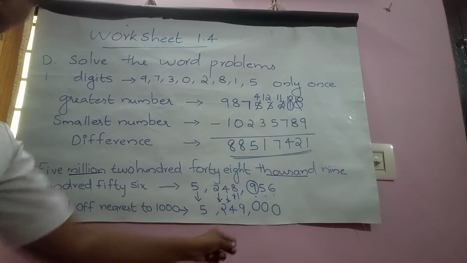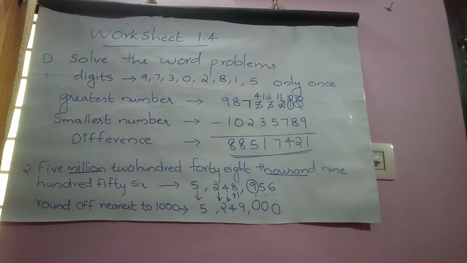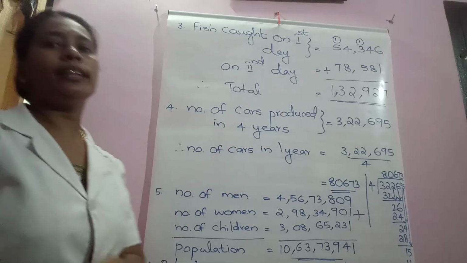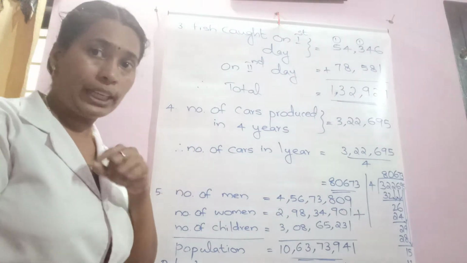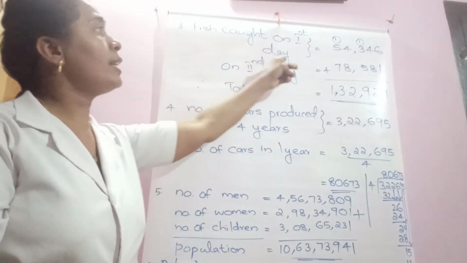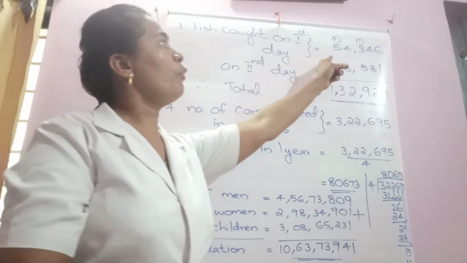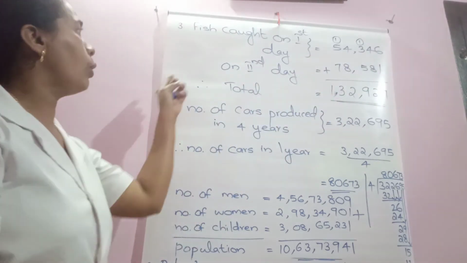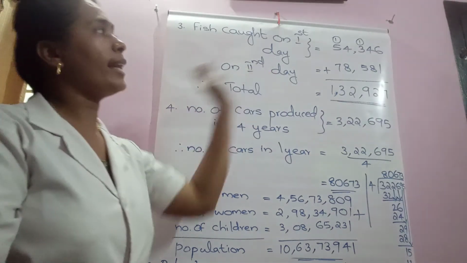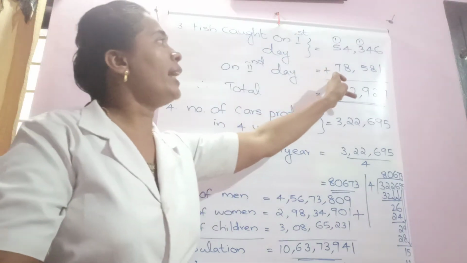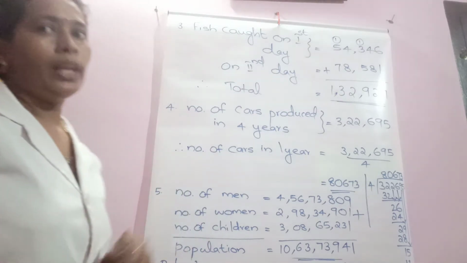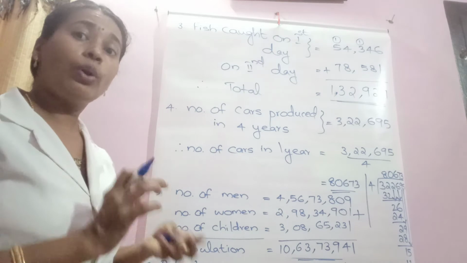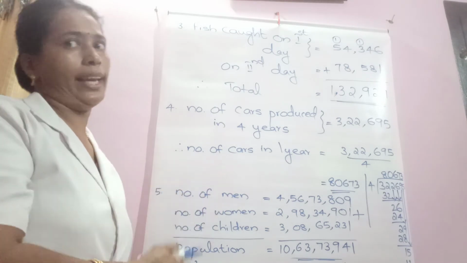5,249,000. Okay, make it clear. Then move to question number 3. Now, let us move to our third question. In the third question, the number of fish caught on the first day is given as 54,346, and the number of fish caught on the second day is given as 78,581. In the textbook they asked you to find the number of fish caught on these days.